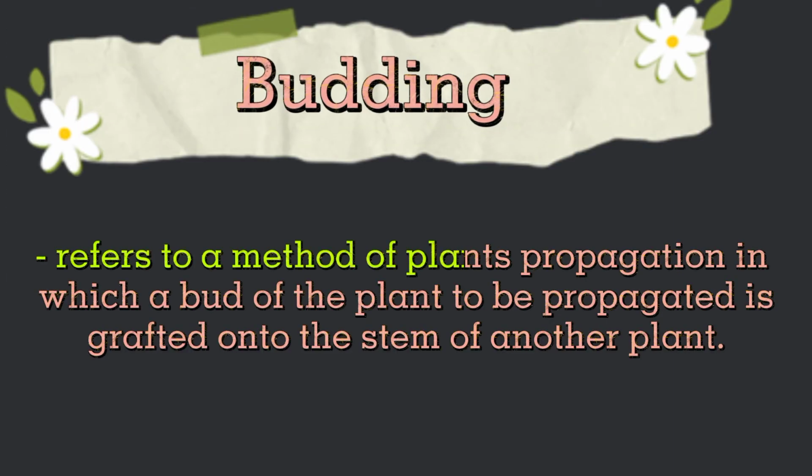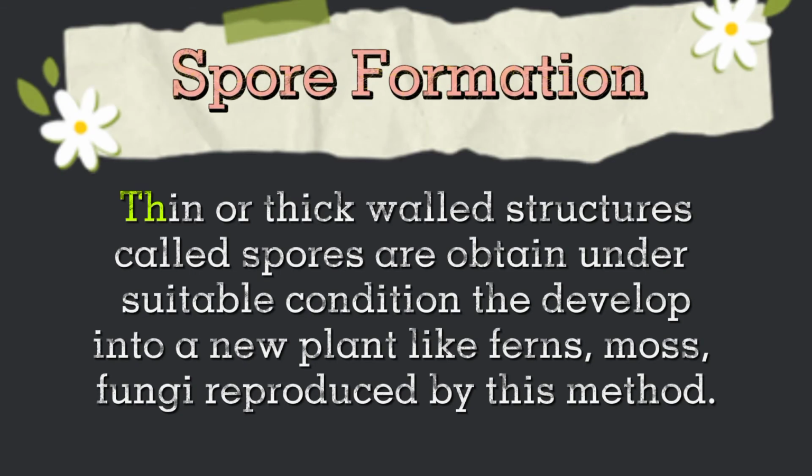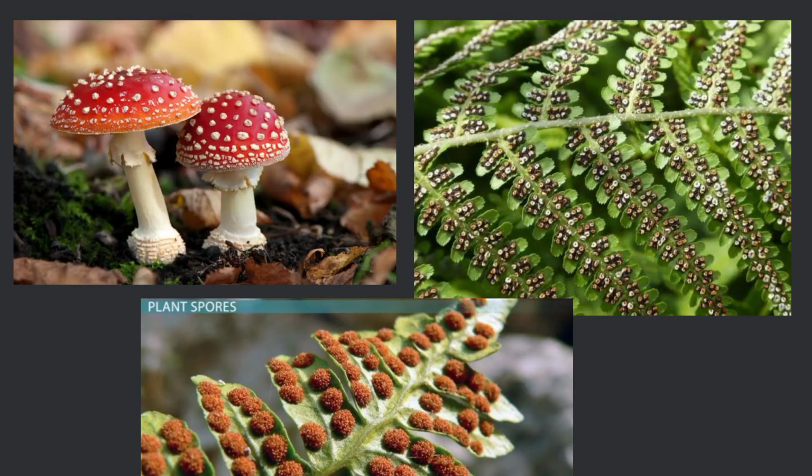Budding refers to a method of plant propagation in which a bud of the plant to be propagated is grafted onto the stem of another plant. Spore formation. Thin or thick-walled structures called spores are obtained under suitable conditions and develop into a new plant. Ferns and moulds reproduce by this method.